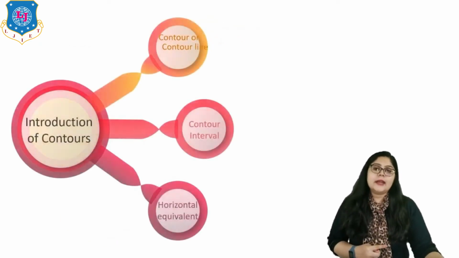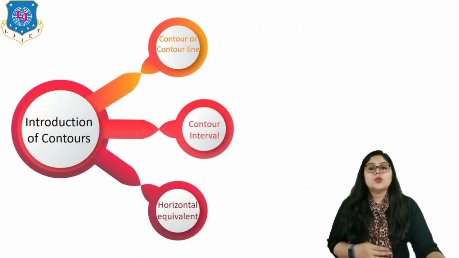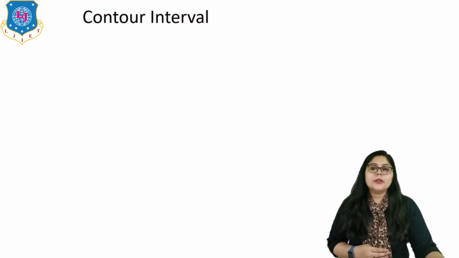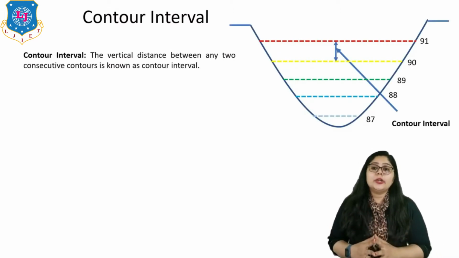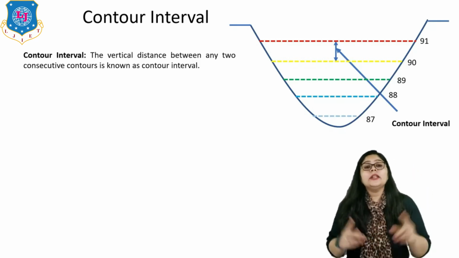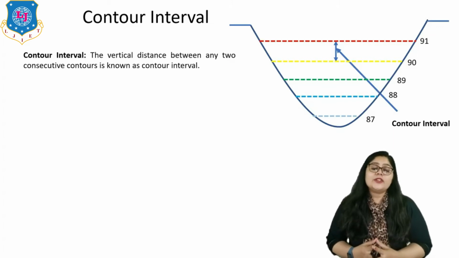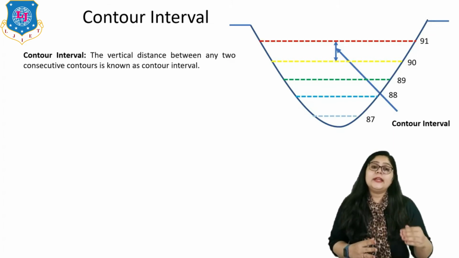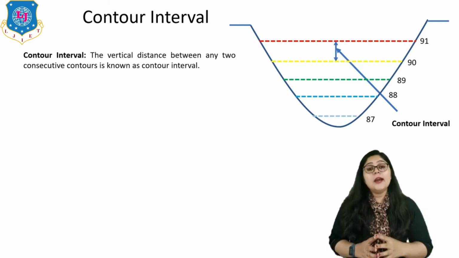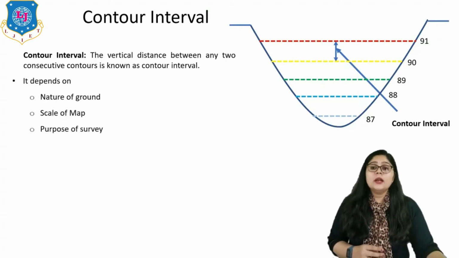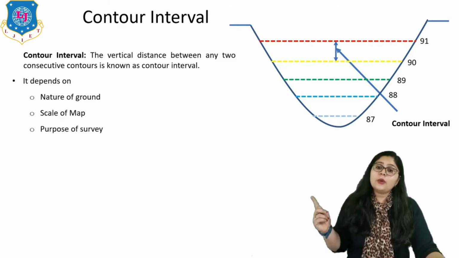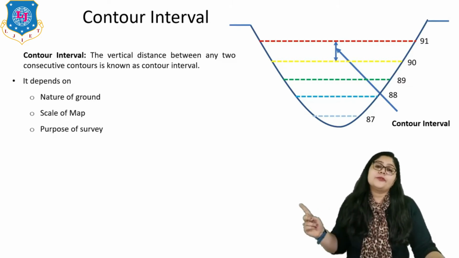Now let us understand the second term, contour interval. Here, the vertical distance between any two consecutive contours is known as the contour interval. Here on screen you can see a valley example, in which the points are 87, 88, 89, 90, 91, right? So here the difference between two lines, it means 90 and 91, is known as the contour interval. Generally it depends on the nature of ground, scale of map and purpose of survey.